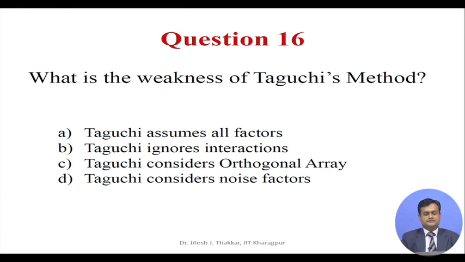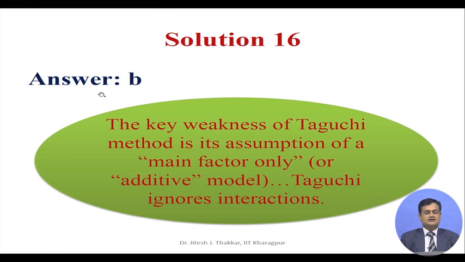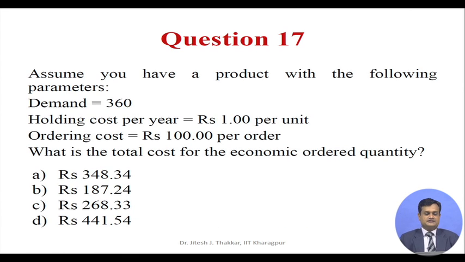Question 16. What is the weakness of Taguchi's method? A, Taguchi assumes all factors. B, Taguchi ignores interactions. C, Taguchi considers orthogonal array. D, Taguchi considers noise factors. The correct answer is B. The key weakness of Taguchi method is its assumption of main factors only, or it is basically an additive model. It ignores the interactions among the factors.